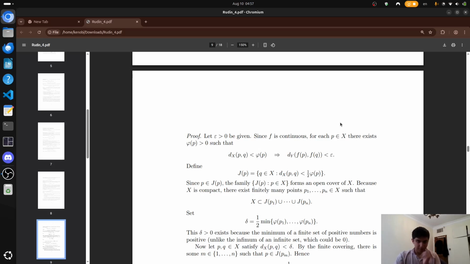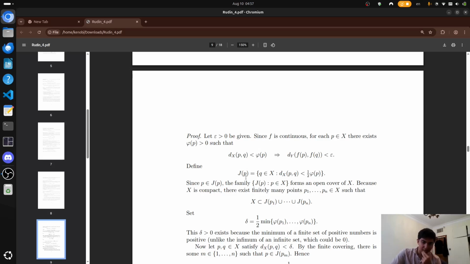Okay. Let epsilon be greater than 0 be given. Since f is continuous, for each p in X, there exists phi p greater than 0 such that d_X(p, q) is less than phi p. And you're basically choosing some sort of neighborhood for p by calling it phi p. This implies d_Y(f(p), f(q)) is less than epsilon.